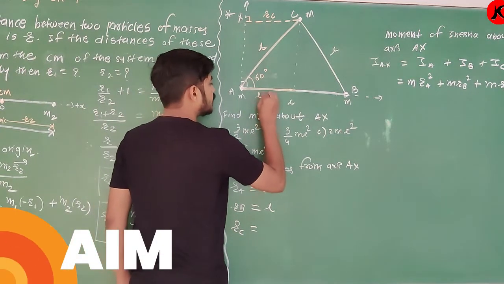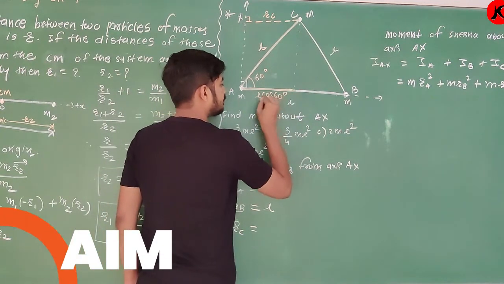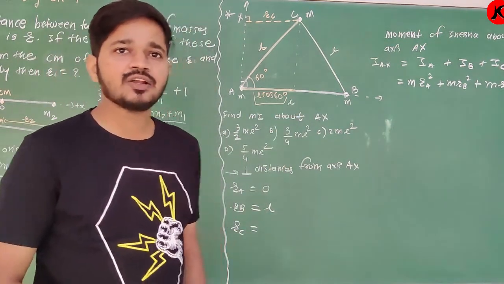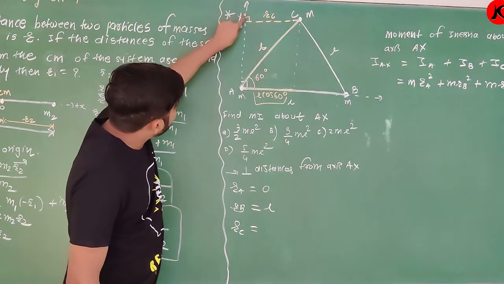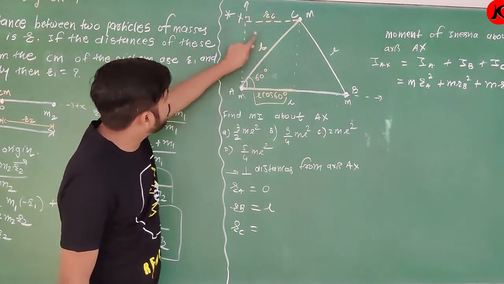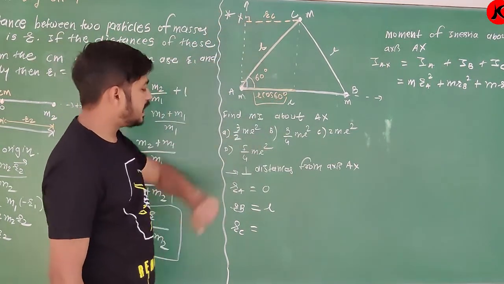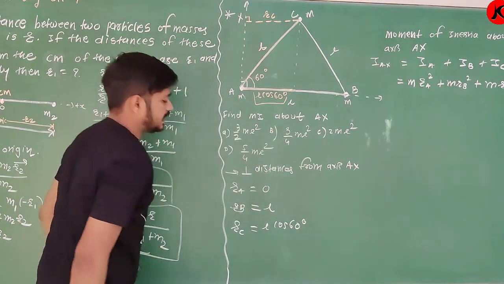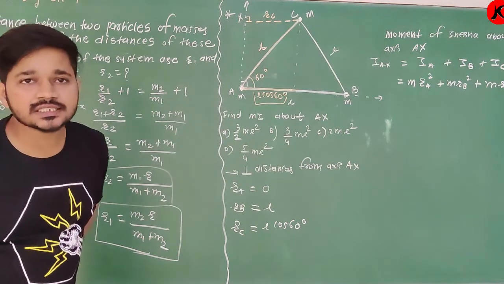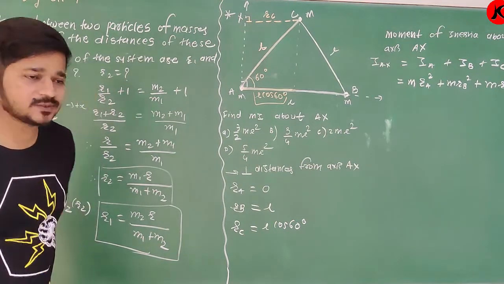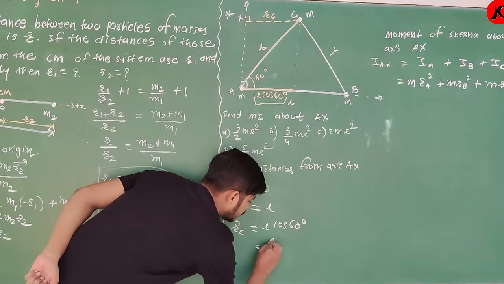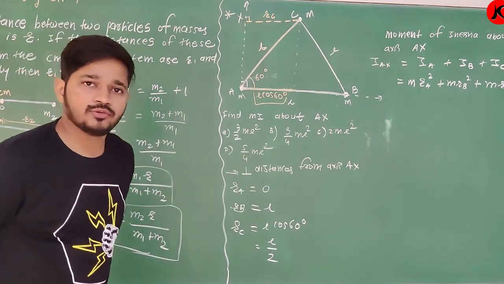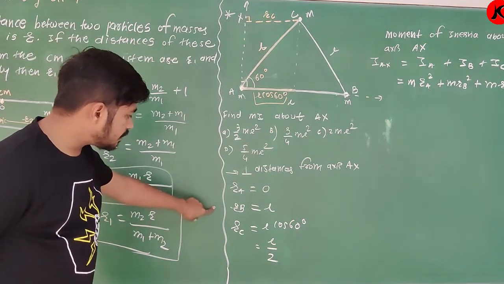The x component is L cos 60. So from this axis, the perpendicular distance of C is L cos 60. What is the value of cos 60? It is 1 by 2. So it is equal to L by 2. Clear? So it is RA, RB and RC.